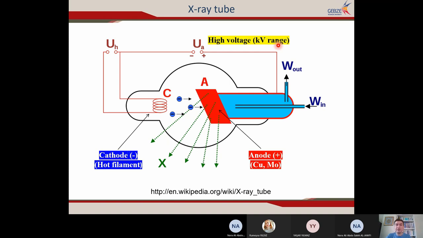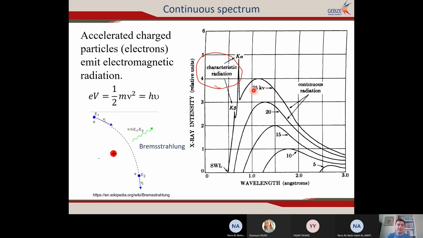So at high voltages, these accelerated electrons have enough energy and they can enter the atoms and excite the inner shell, K shell electrons. And then they can produce characteristic radiation. So this is the main reason why K alpha and K beta characteristic radiation only appear at very high voltages between anode and cathode material. I hope it is clear.